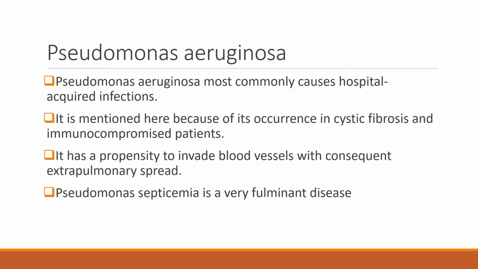Then Pseudomonas aeruginosa, that most commonly causes hospital acquired infections, but it is mentioned in community acquired bacterial pneumonia because of its occurrence in patients with cystic fibrosis and immunocompromised patients. And it has a propensity to invade the blood vessels, so that will lead to extrapulmonary spread. So this Pseudomonas septicemia is a very fulminant disease.